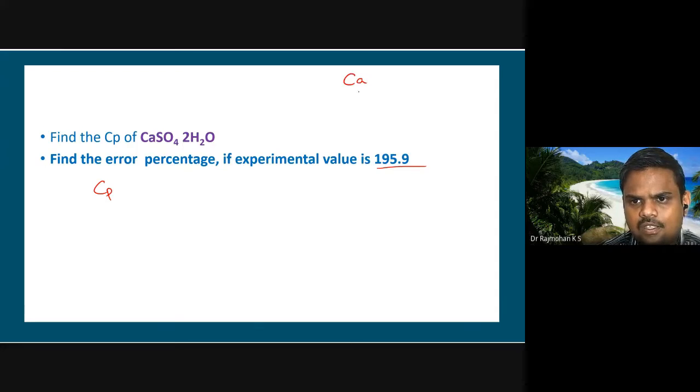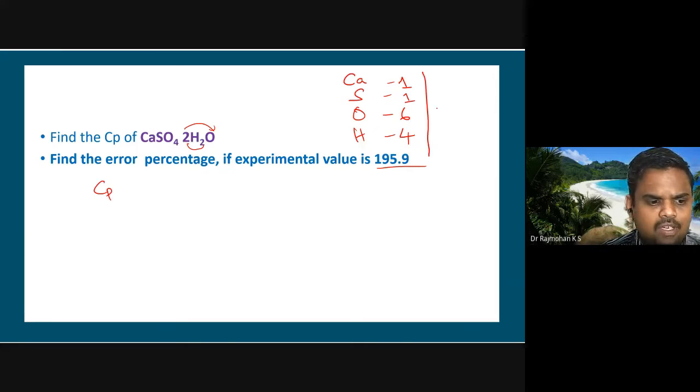So we have Ca, S, O, H. How many are there? Ca is 1, S is 1, oxygen is 4 plus 2, that is 6. Hydrogen is 4. If you know the Cp value of the individual elements, what is the Cp value of Ca? Ca comes under 'rest of all', right? So from the same table we have 25.96. What about sulfur? It is given as 22.6.